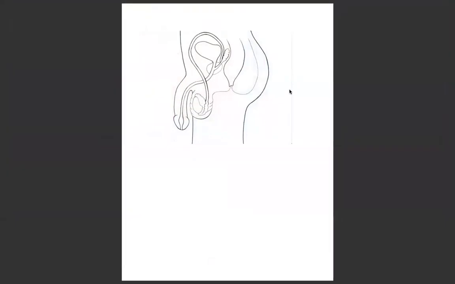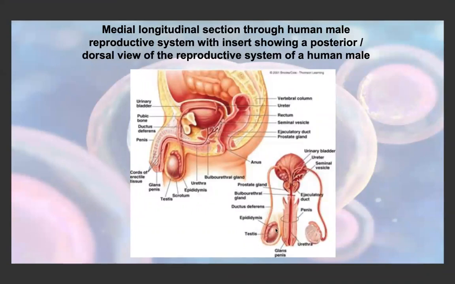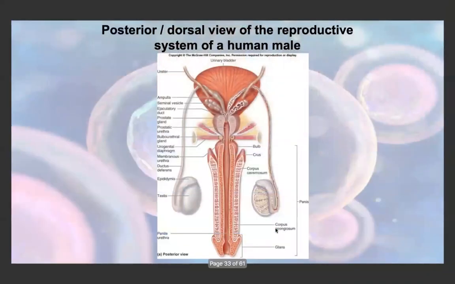That's just a diagram. You can cut this out, print it out, and practice it if you want. Practice labeling the different structures of the male reproductive system. This is a more complicated diagram. Sorry, the quality is not the best. The same, but now a dorsal view.